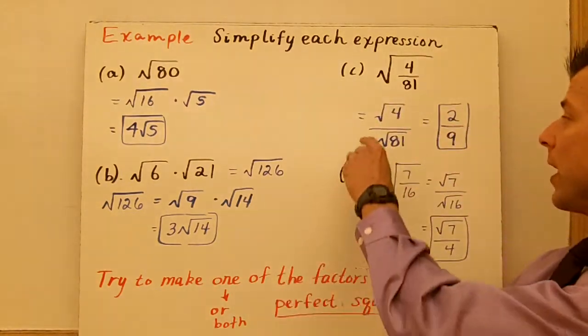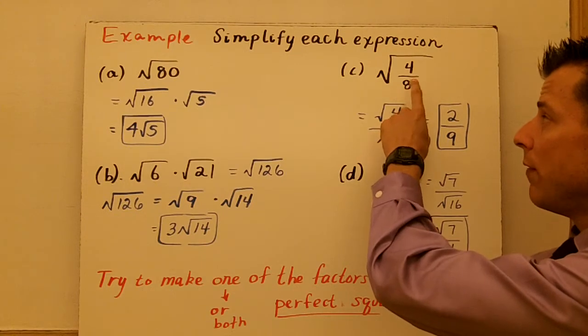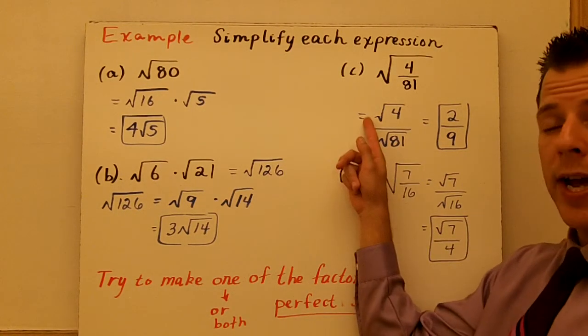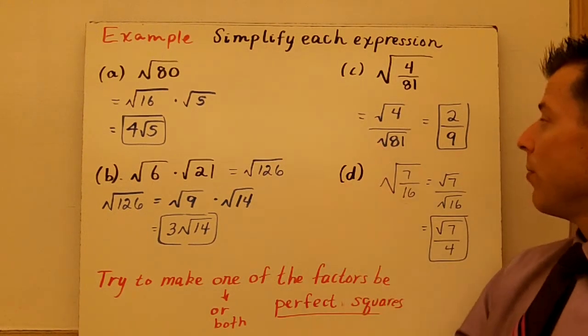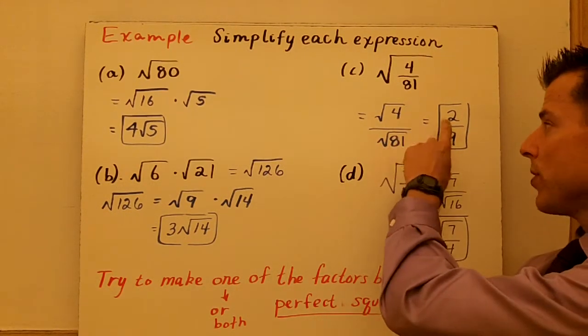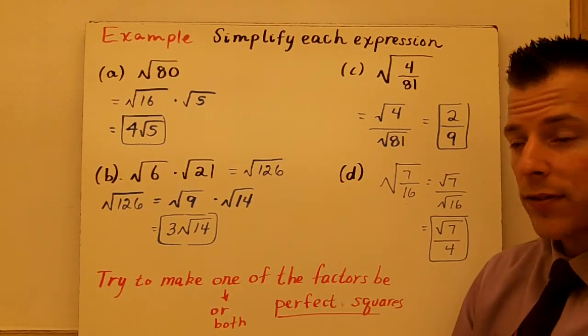When we look at problem C here, you have root 4 over 81. So I broke up the radical and I made it root 4 over root 81. And both those are perfect squares. So the root 4 is 2 and root 81 is 9. So that simplifies to be 2/9.